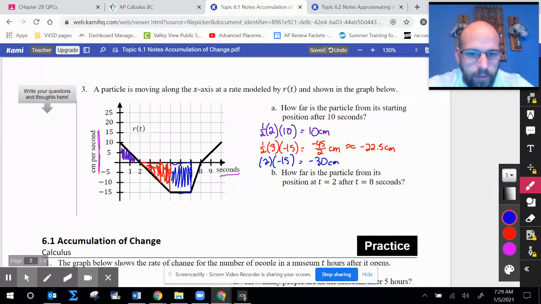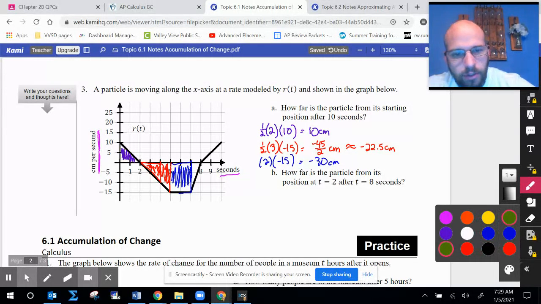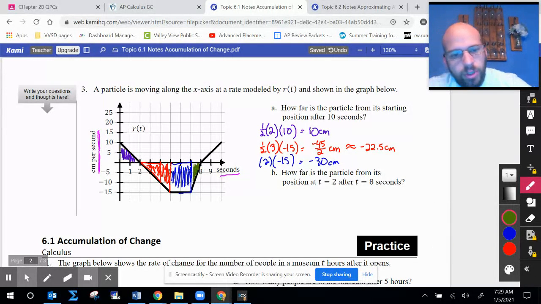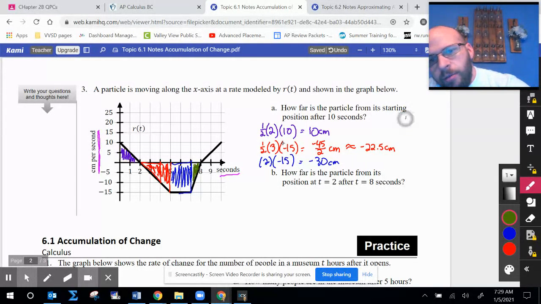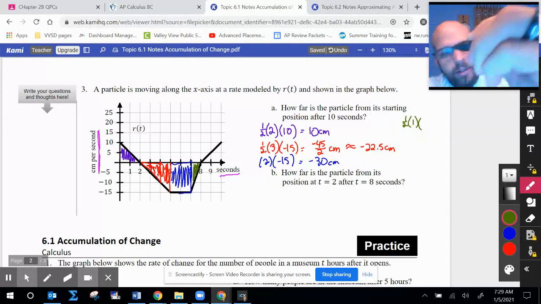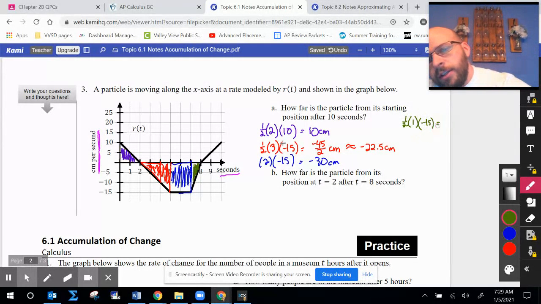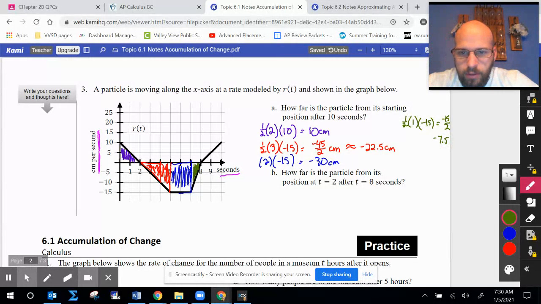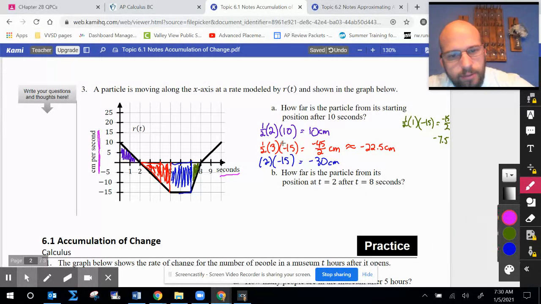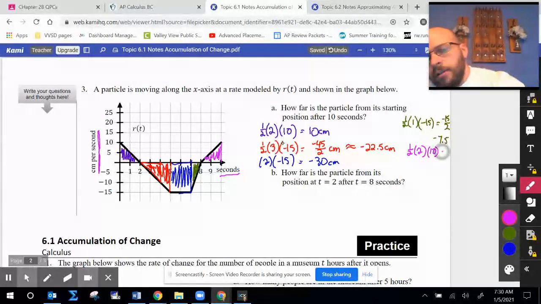And last, I have a couple more little areas here. I have this little sliver of a triangle, which will also be negative. So I'm going to say 1/2. The base is 1. The height is still a negative 15. So I get a negative 15 over 2, which is a negative 7.5. And then last but not least, I have this triangle at the end. 1/2, the base is 2, the height is 10, which would give me a 10.